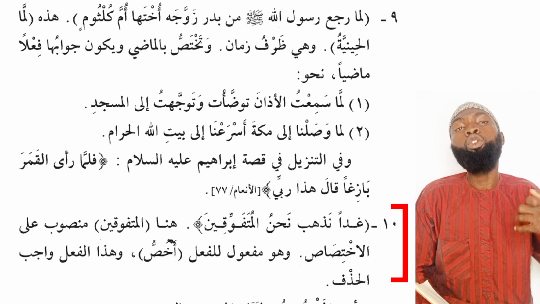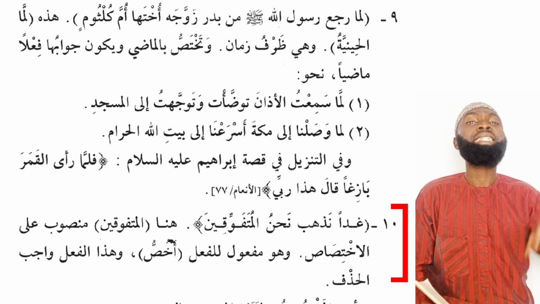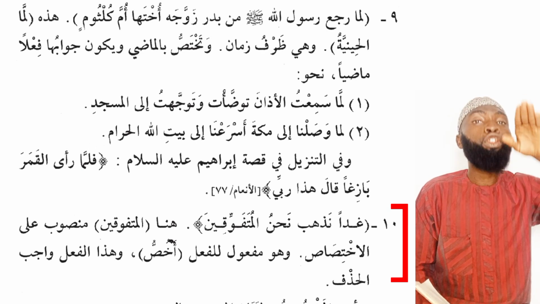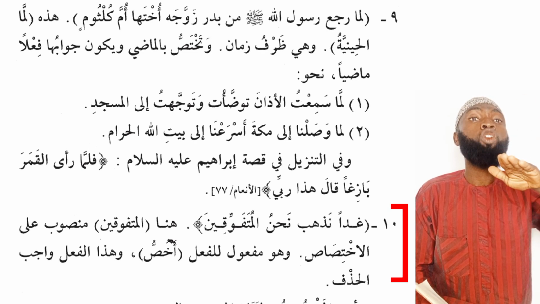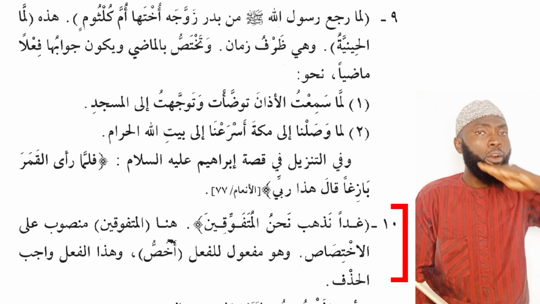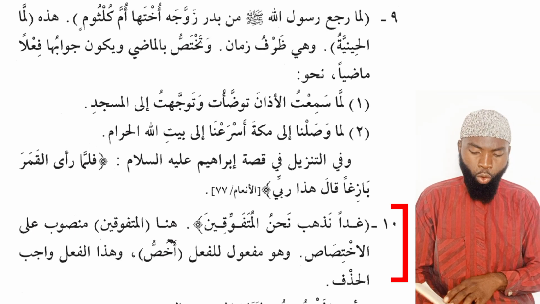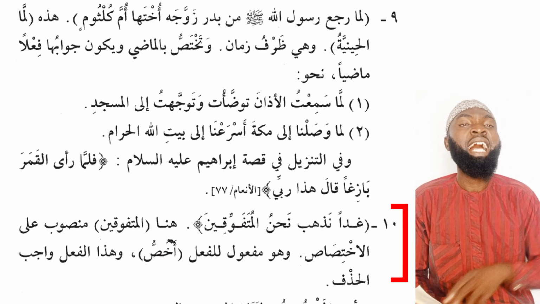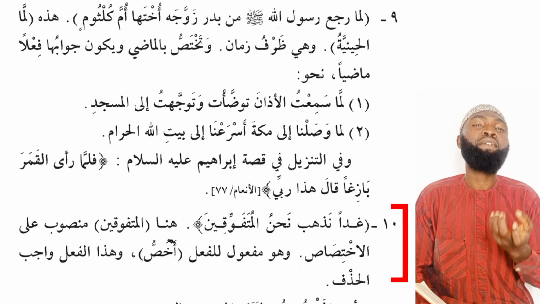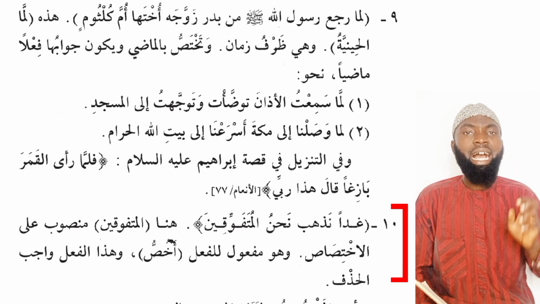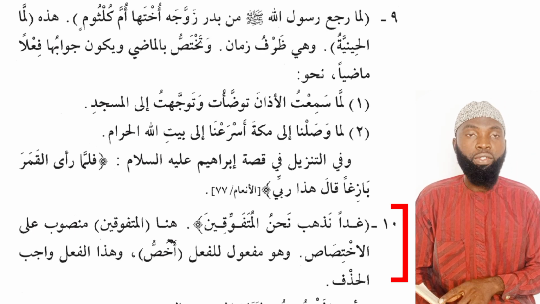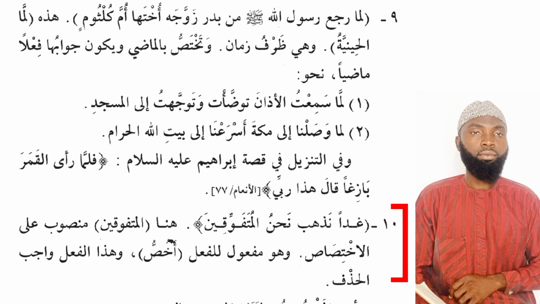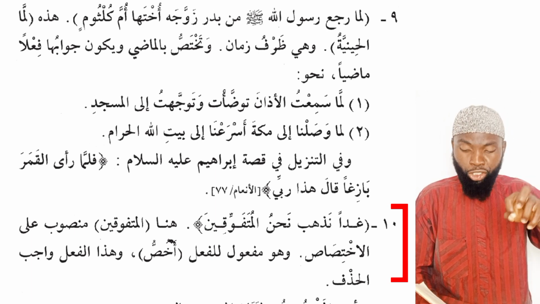But when I say nahnul mutafawwiqin, it means I'm specific. I'm saying those who are the toppers only, the foremost people only. And this word is coming as maf'ulun bih, that is an object, because of the word akhussu, because the word akhussu is coming before it.